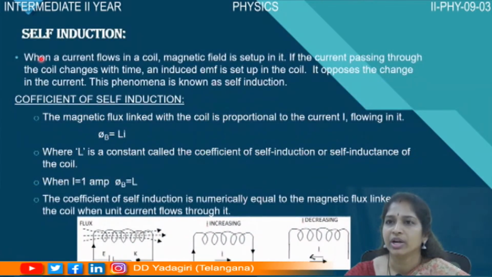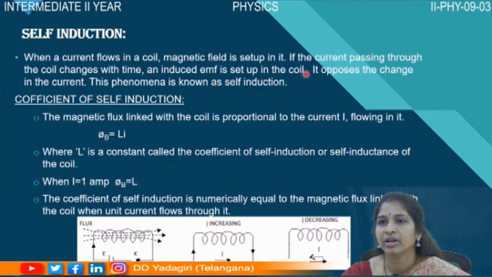The next important topic is self-induction. It's very, very important. So what is self-induction? When a current flows in a coil, a magnetic field is set up. If the current passing through the coil changes with time, an induced EMF is set up in the same coil and it opposes the change in the current. This phenomenon is known as self-induction.